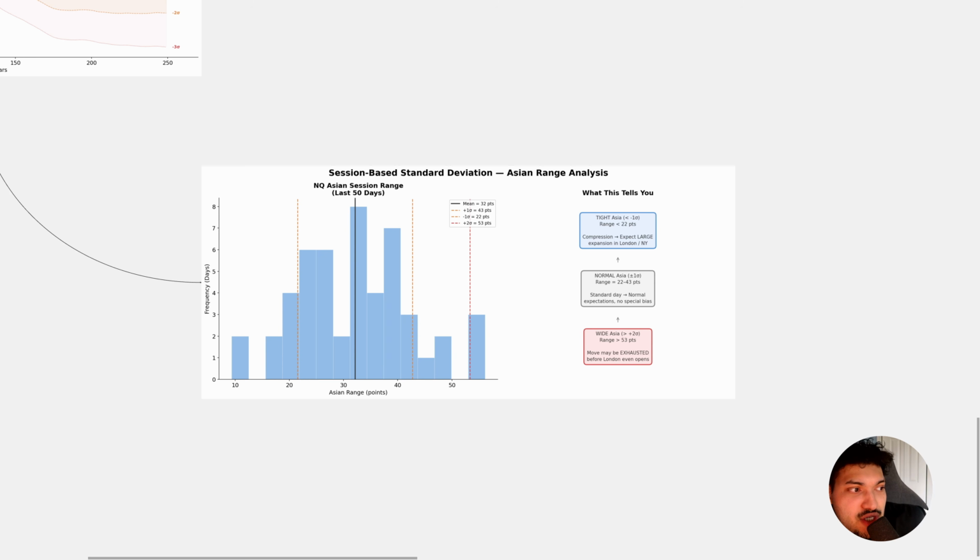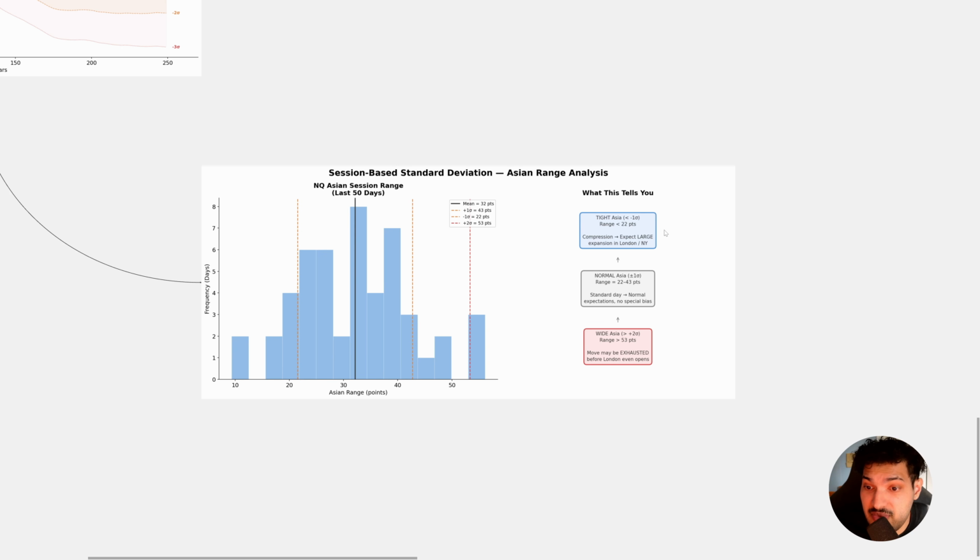Very simple. If Asia gives you a 15-point range tonight, that is unusually tight, which is just compression. The expansion that follows has a very high probability of being larger than normal. If Asia gives you a 70-point range, that move has already blown past 2 standard deviations, so the move might already be exhausted before London even opens. This is so important if you're an ICT trader. If you have this compression, you can then expect a large expansion in London or New York.